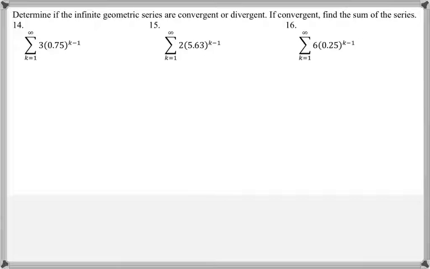Okay, so looking at number 14, it says determine if the infinite geometric series are convergent or divergent. And if it's convergent, find the sum of the series. So my r value here is 0.75, and that is between -1 and 1. So this is convergent.